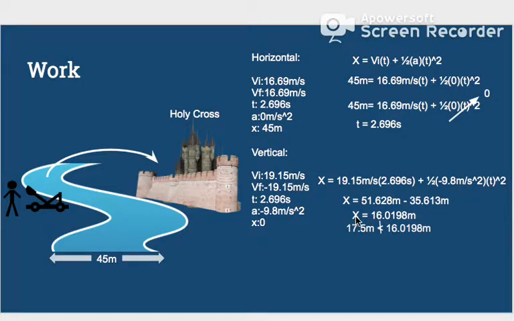And so, in the end, we will get the vertical displacement to be 16.0198 meters. And since this is not greater than 17.5 meters, our catapult will not be able to get over Holy Cross's wall, and we will not be able to attack Holy Cross.